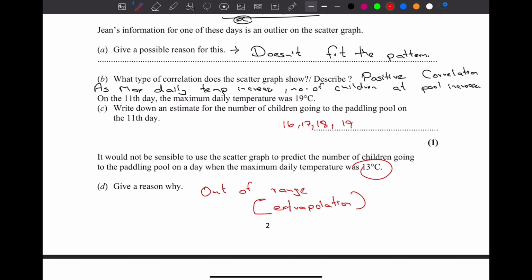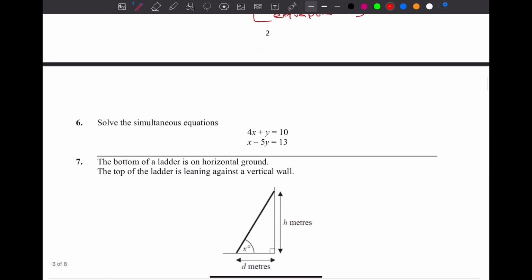So that's why it's not a good idea to do it. You shouldn't do it. Okay. If it was inside the range, it's called an interpolation. This one is an extrapolation.